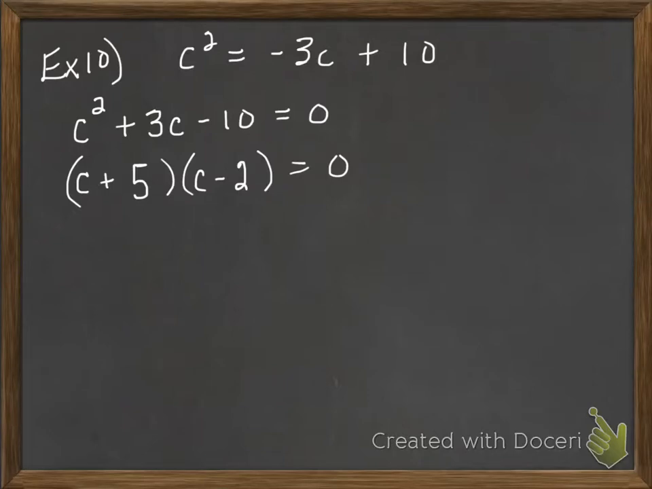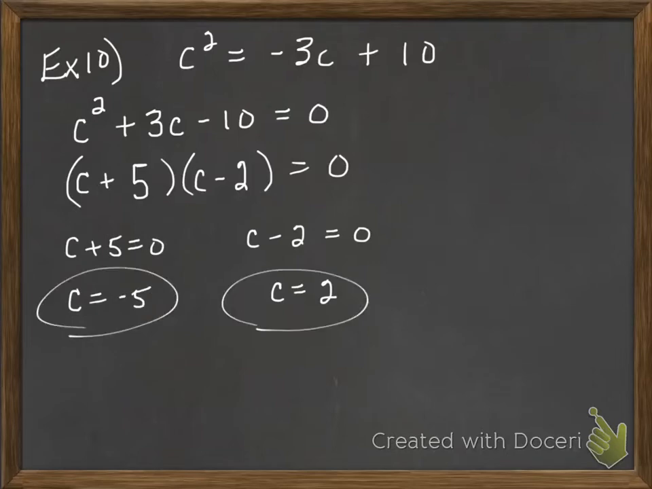Are we going to get 2 different answers this time or just one? 2 different ones, because our factors are different. So you're going to set c plus 5 equal to 0. You're going to set c minus 2 equal to 0. And you'll get your 2 solutions. C equals 2 and C equals negative 5. Exactly. C equals 2 and C equals negative 5.